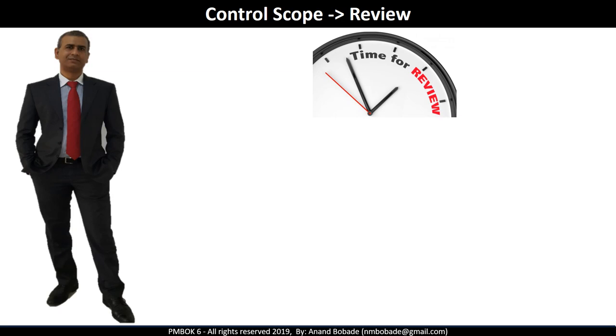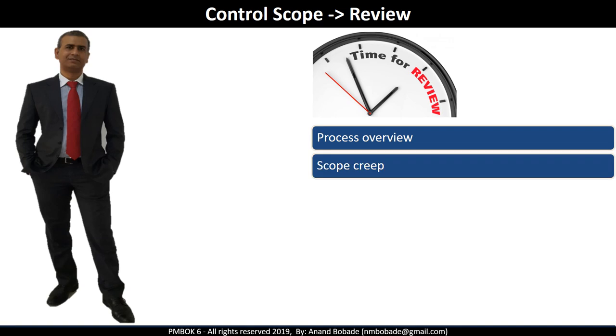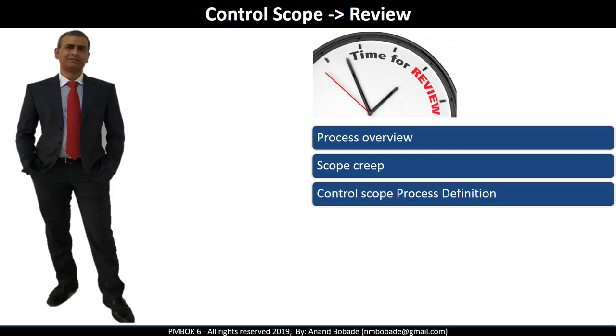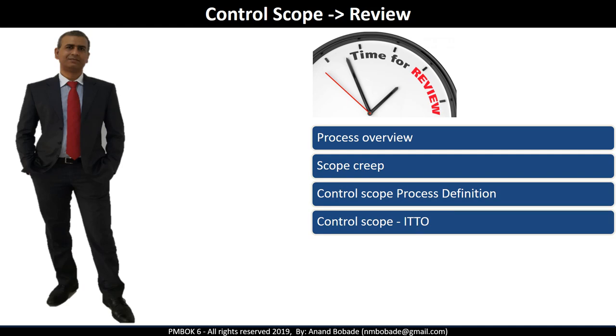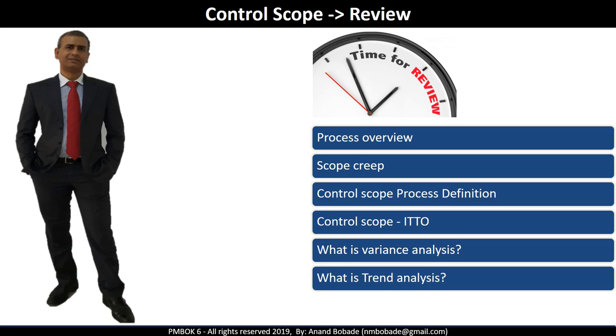Good job, you have completed control scope process. Let's do a quick review. We started with the process overview and you learned the importance and purpose of the control scope process. You learned what is scope creep, went through the process definition. We went through all inputs, tools, techniques and outputs, and learned what is variance analysis and trend analysis.